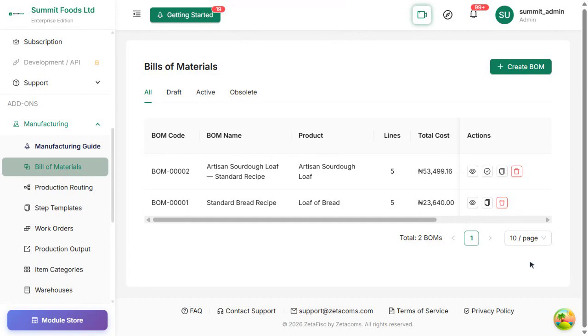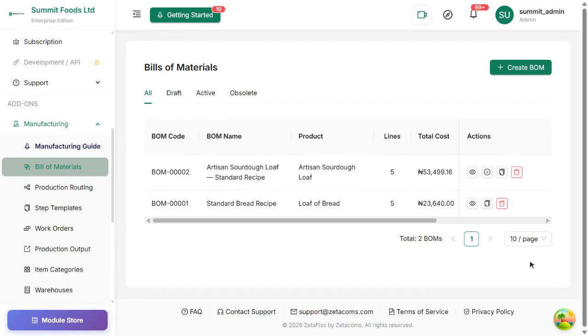The bill of materials is saved, with a fully costed recipe, real material cost, real labor from staff pay and contractor rates, and overhead, giving an accurate cost per loaf. That cost is what every production run and every profit calculation will rely on.